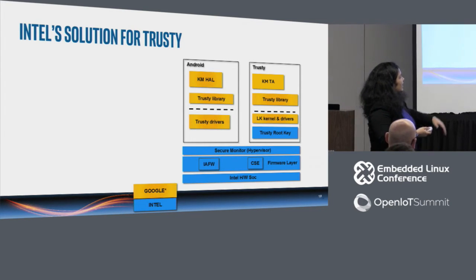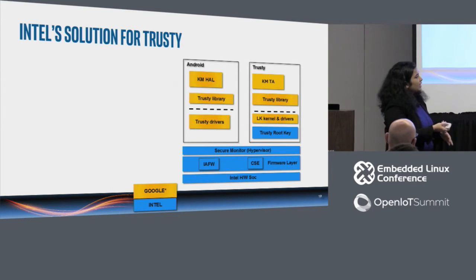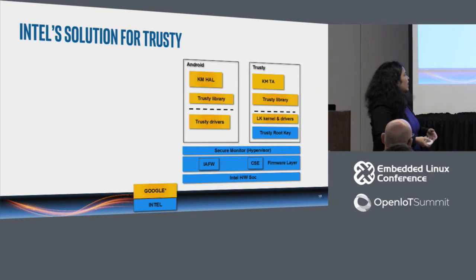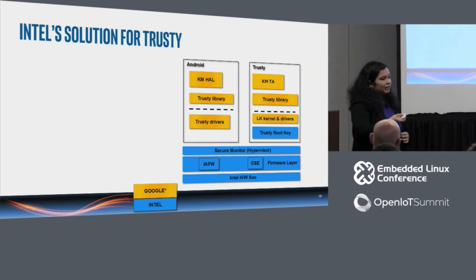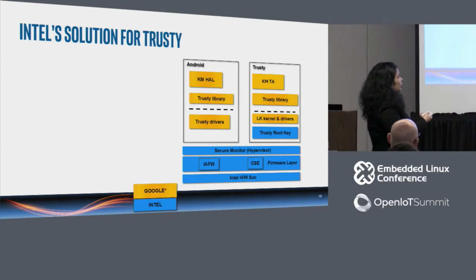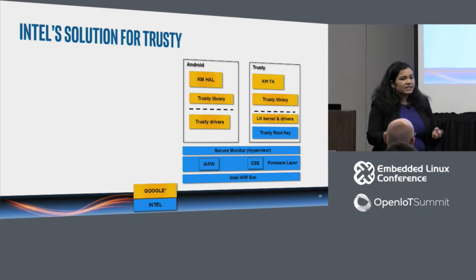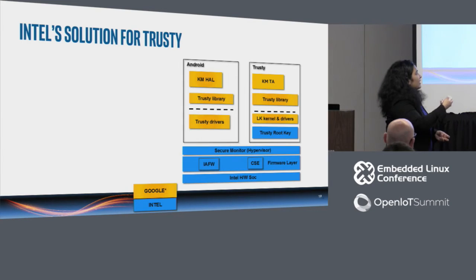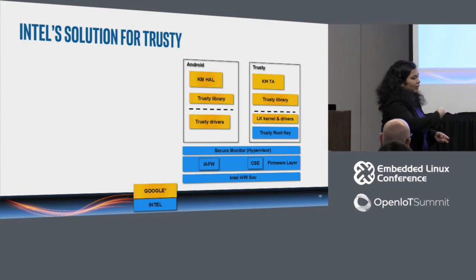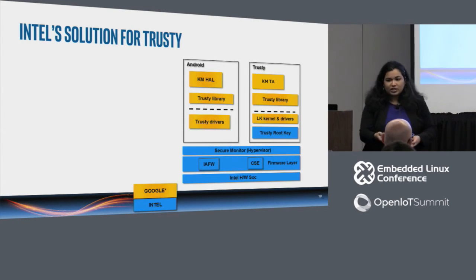So as you could see, when you run with Trustee OS enabled, both Android OS and Trustee OS run as guest OSs on a secure monitor hypervisor. Google provides you Trustee drivers, which are added to the Linux kernel in order to talk to Trustee OS. So basically, you could start. It's very similar to just starting an IPC and communicating. And Android OS passes across messages to Trustee OS.